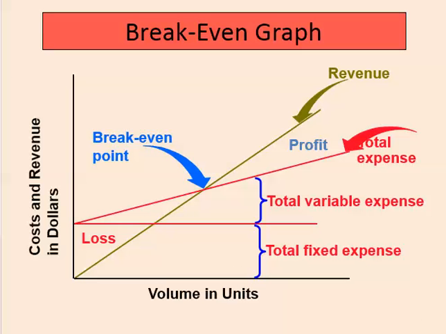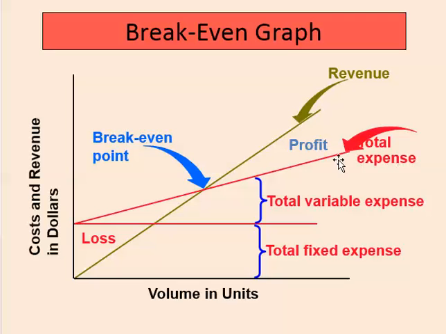And we can graph that as well. Some people like to see it visually. So you can see here we have our total fixed expenses, and then we have our total variable expenses above that, and those do vary depending on volume. And that break-even point is where our total expenses intersect our revenues.